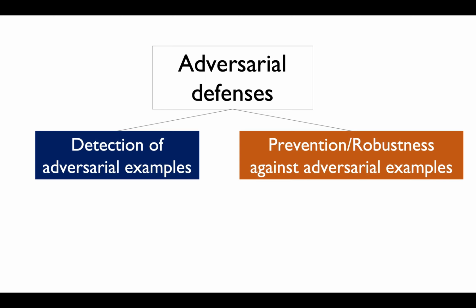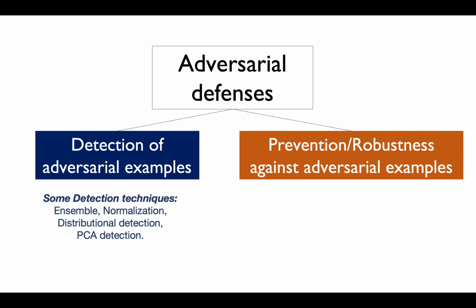We can broadly classify adversarial defenses into two types. The first one focuses on the detection of adversarial examples. The other one is more powerful, and it actually prevents potential adversarial examples. So it turns out that even detecting adversarial examples is hard. We shall see that soon.